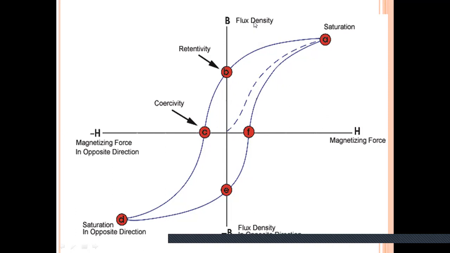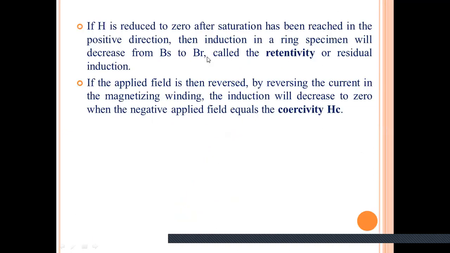As we have seen in the first slide, if we remove the external magnetic field, the magnetization does not equal zero inside the material. This means this is the remanent magnetization. This is called remanent magnetization. And this point B is called the retentivity. This point B is said to be the retentivity.